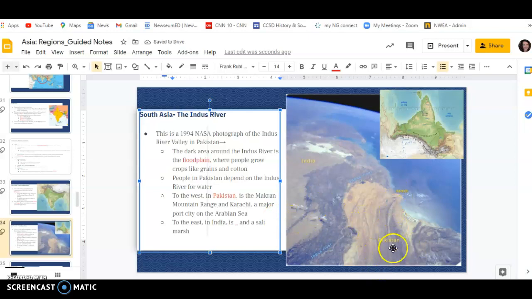This is the Makran mountain range, and Karachi, which is a major port city on the Arabian Sea. To the east here is India. And in India is a desert. This is a desert here. And this is a salt marsh. Actually, this white area here is a salt marsh, which is what happens in a coastal region when it floods and then the salt is left behind.